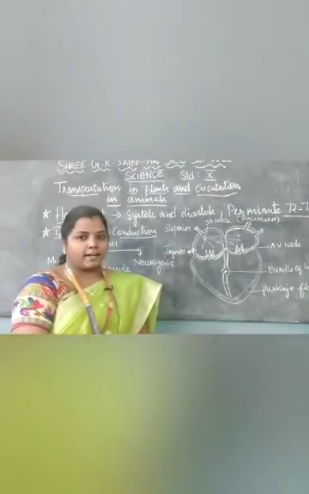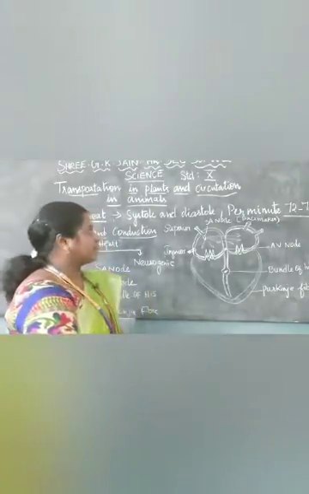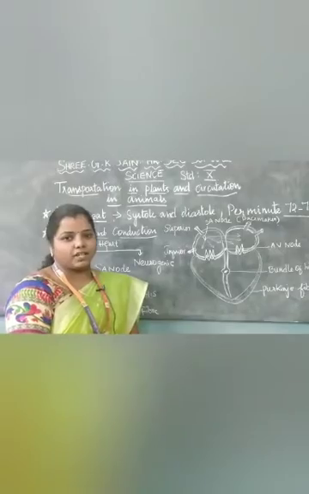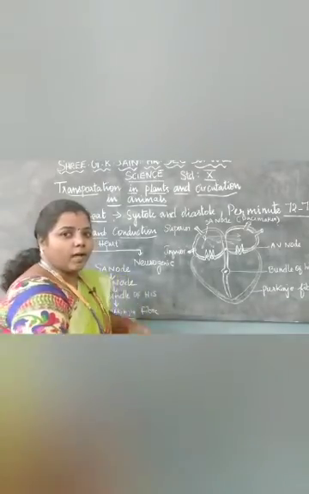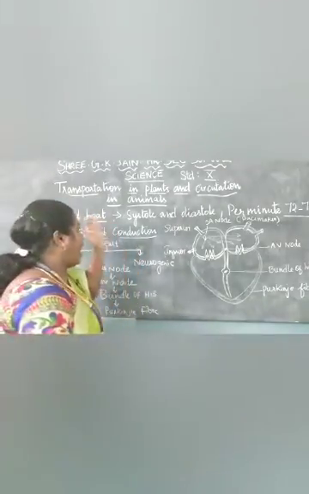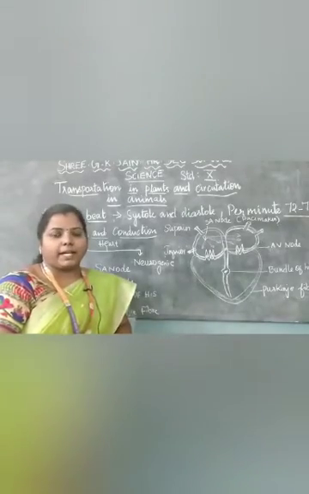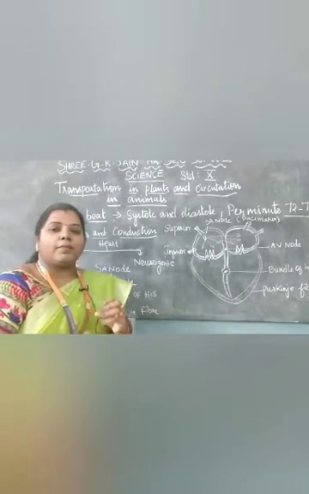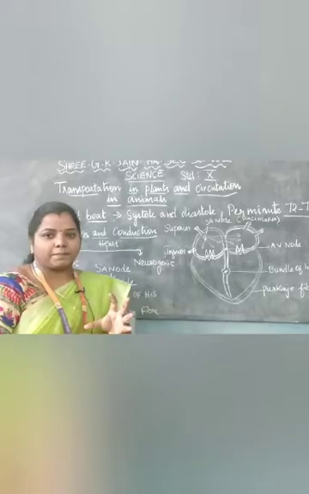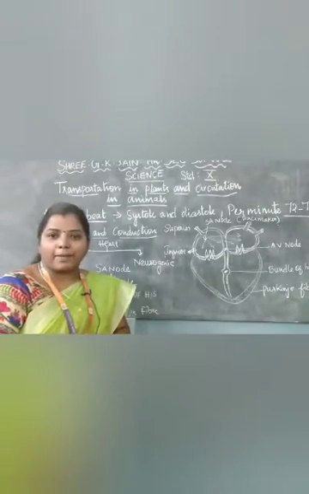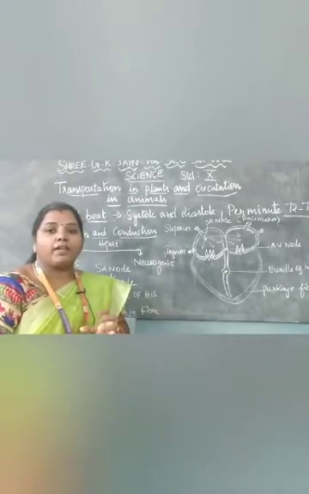Today for the 10th standard I am going to explain the topic: transportation in plant and circulation in animal. In this lesson I am going to explain the topic of heartbeat. So what is a heartbeat? It is a rhythmic form. It has the sound of lup tup, lup tup. How does it happen? Because of the closure of the valves.